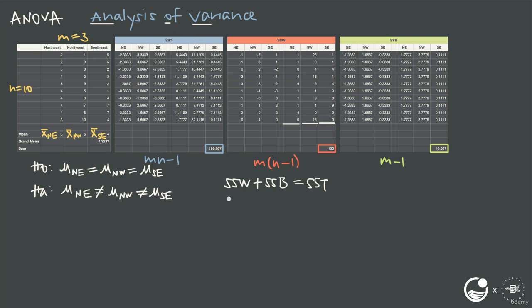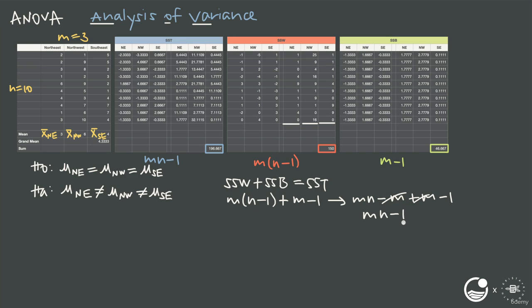We'll see that here if we take m times n minus 1 plus degrees of freedom for sum of squares between, m minus 1. If we then expand this, we get mn minus m plus m minus 1. These two values cancel, minus m and plus m, and we get mn minus 1, or the degrees of freedom for total sum of squares.